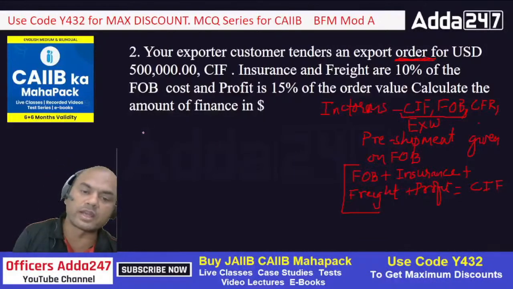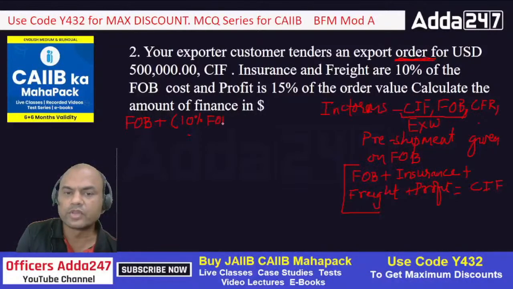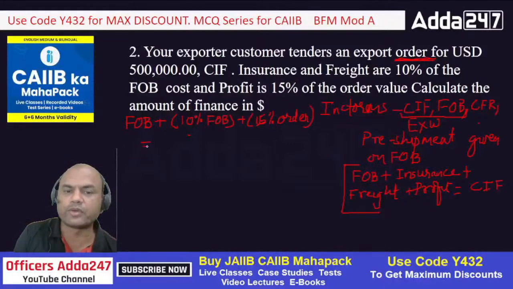Now what do I know over here? I'll write F for FOB. FOB plus insurance plus freight, I'll combine this now. Insurance plus freight is given as 10% of FOB. And the profit is given as 15% of order, equals the CIF value. What is the CIF value given? 5 lakhs.